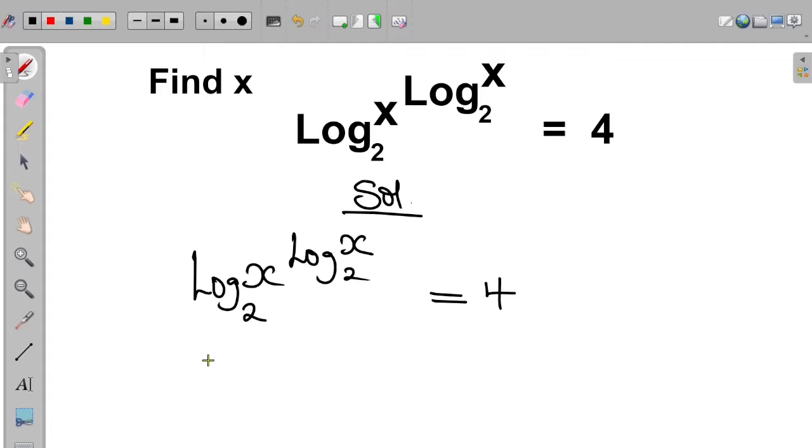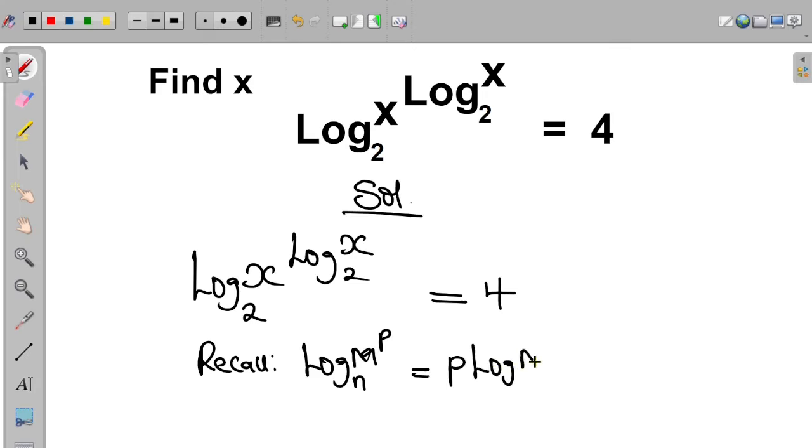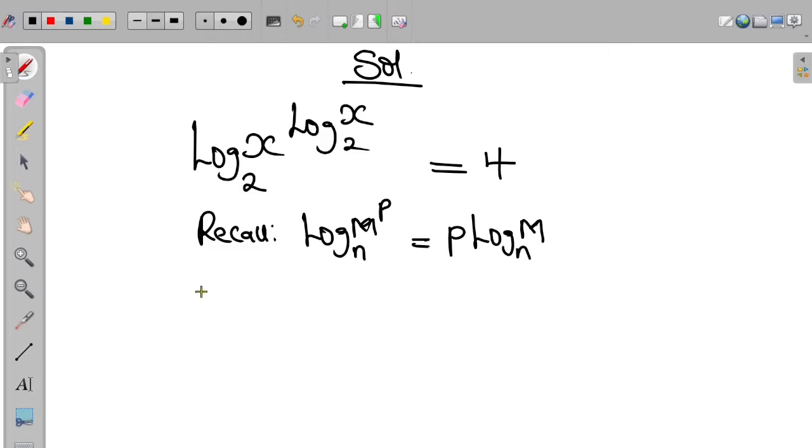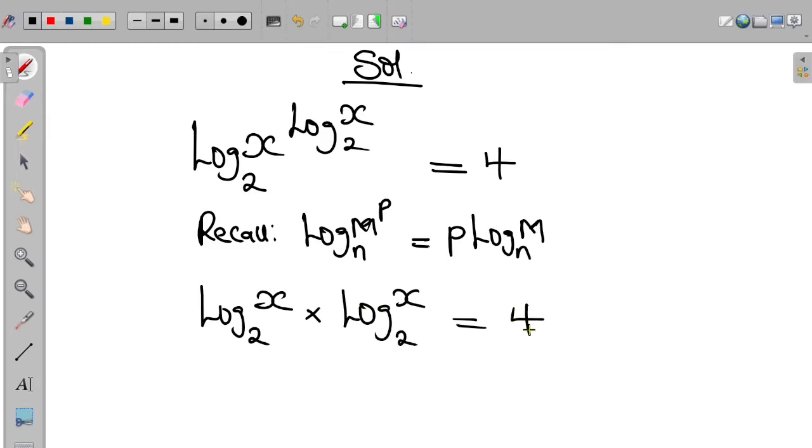Now at this point, we have to recall the index law of logarithm, which states that log m raised to the power of p in base n can be expressed as p multiplied by log m in base n. So therefore, the equation now becomes log x in base 2 multiplied by log x in base 2 equals 4.